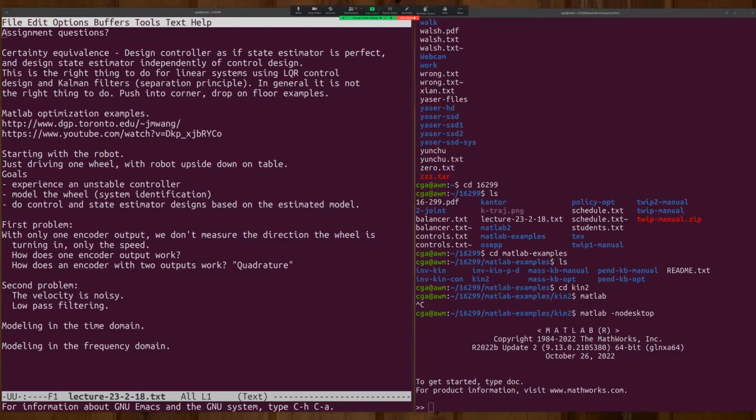Okay. In general, however, it's not the right thing to design a controller and a state estimator separately. And especially when the systems are nonlinear. Here's a simple example. If I want to accurately estimate the state of something, one of the things I can do is push it into a corner, and then I know exactly where it is. Another example is if I want to know the altitude of something perfectly, I'll just drop it and let it sit on the floor. And now I know where it is.